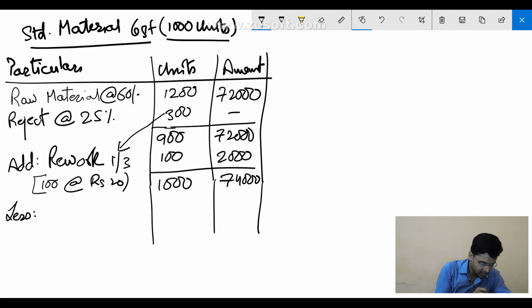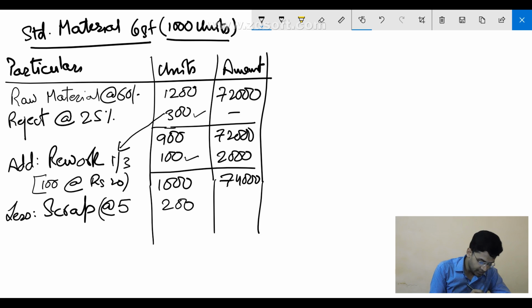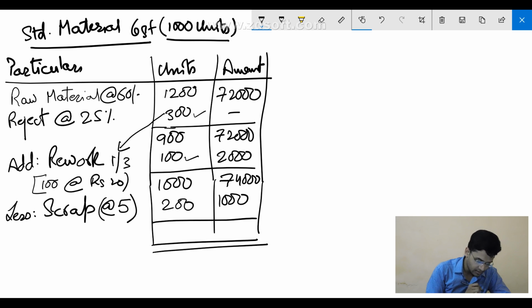Now there is some scrap which is generated in this entire process. Guys, the scrap is the residual quantity of what has been rejected minus what has been reworked. So the scrap is 200 units at the rate of rupees 5 each. So 1000 rupees will be deducted while computing the scrap.